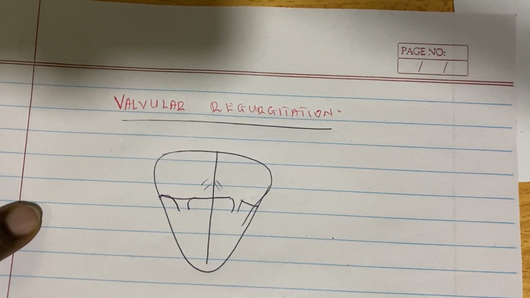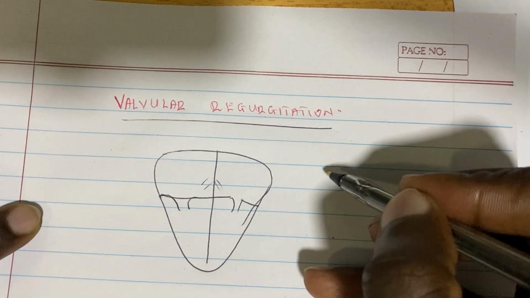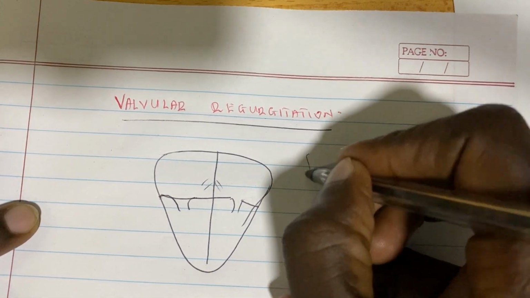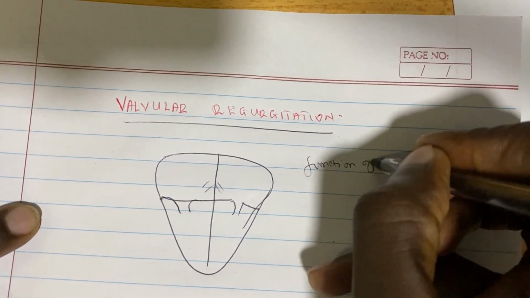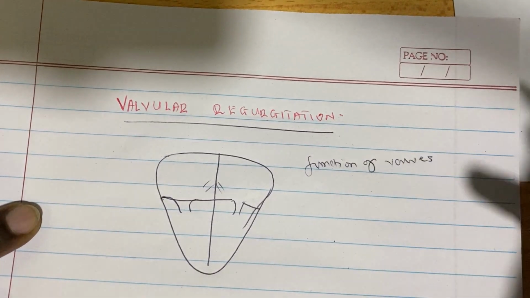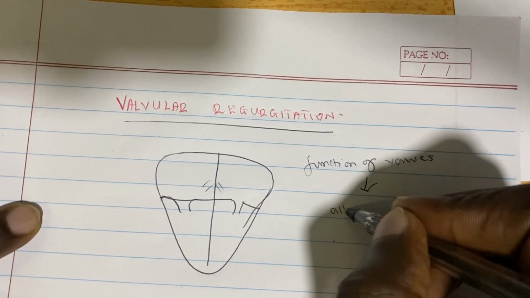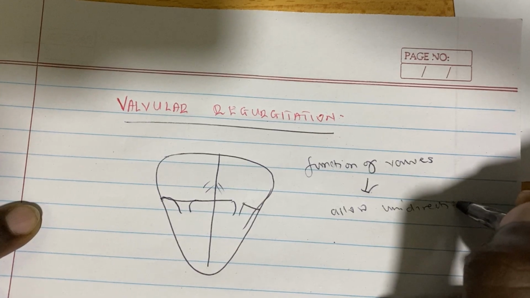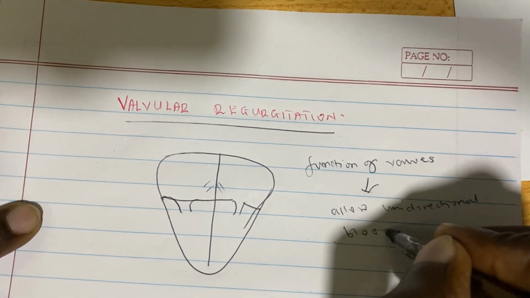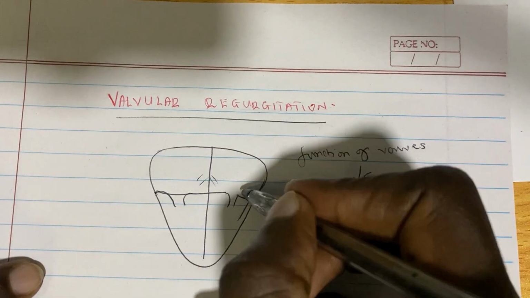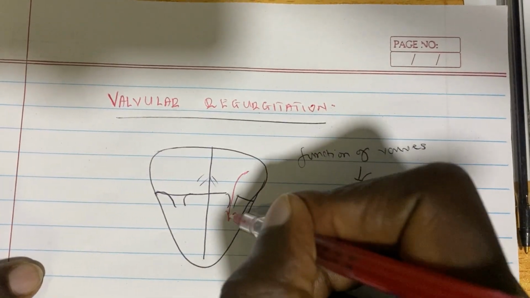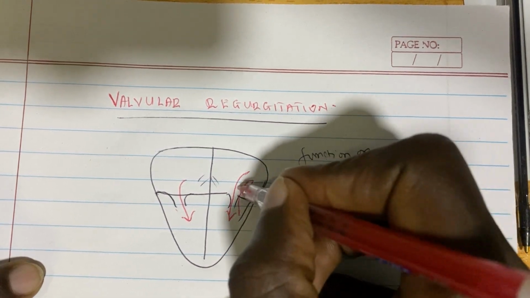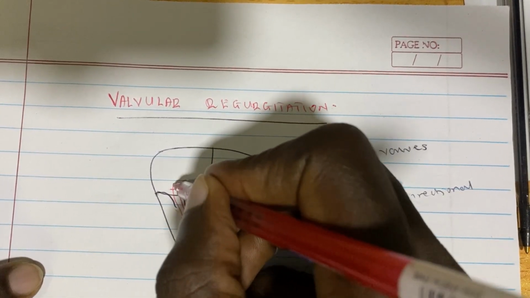Remember the function of the valves: they act as doors. They are supposed to allow unidirectional blood flow. If blood is supposed to pass just like this, it passes, but no going backwards. In this direction, it shouldn't happen backwards.